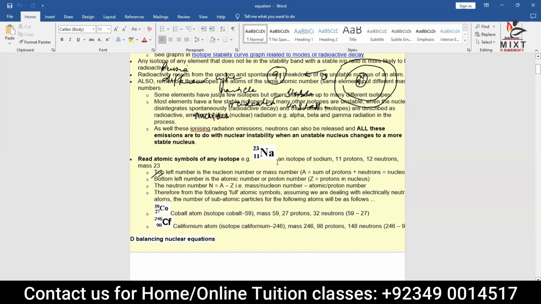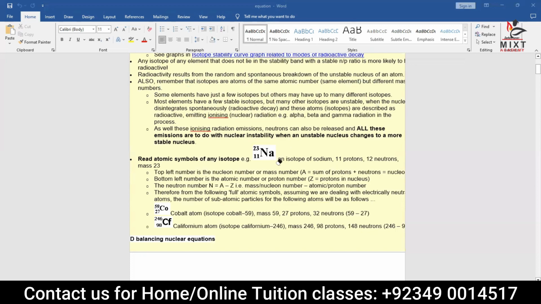Now there is an example which is being done for you. I want you to write a question on this. It's already done, by the way, but you tell me quickly. Sodium 23 11 is given here. Can you tell me how many protons, neutrons, and electrons are in this particular nucleus? There are 11 protons, 11 electrons. And what about the number of neutrons? 12.